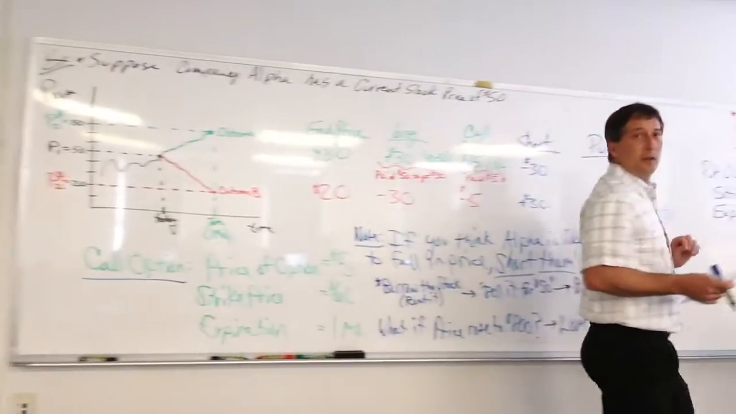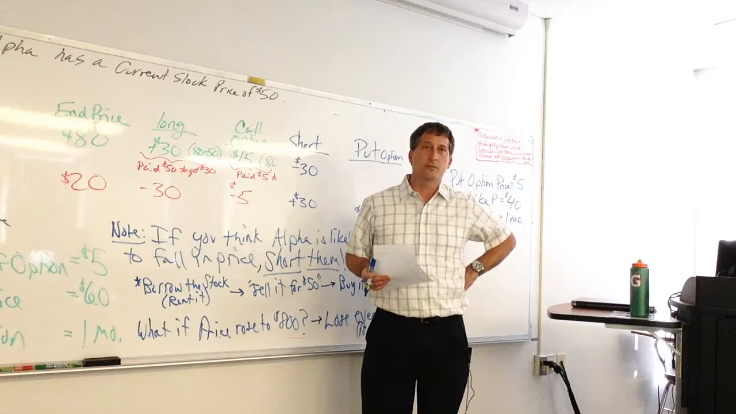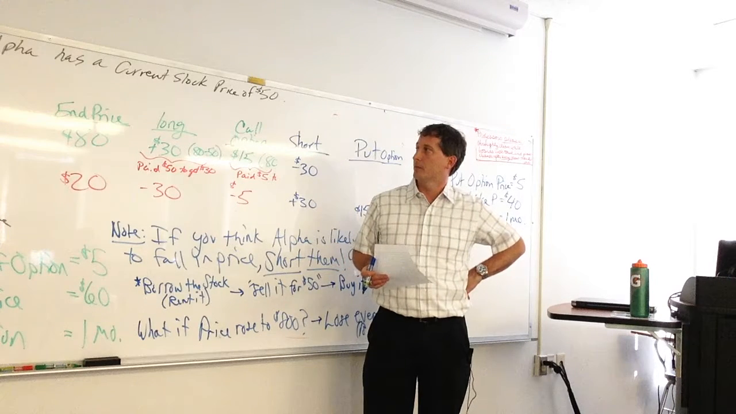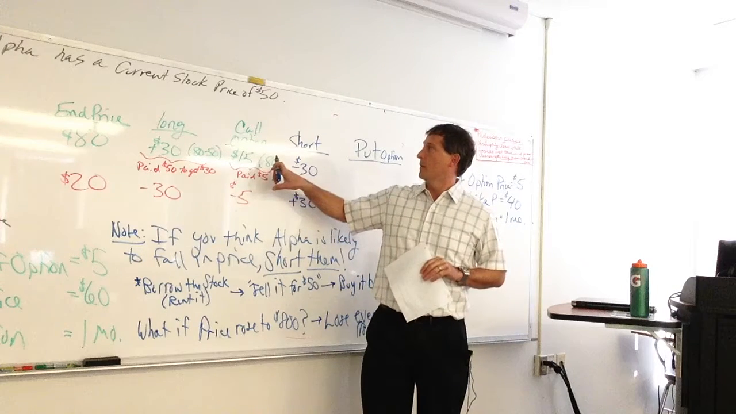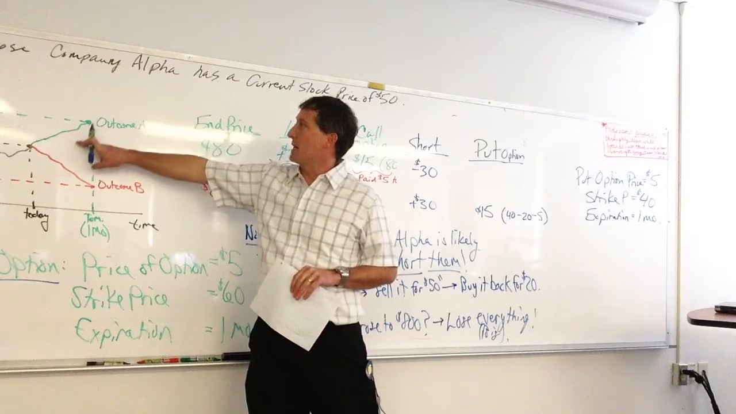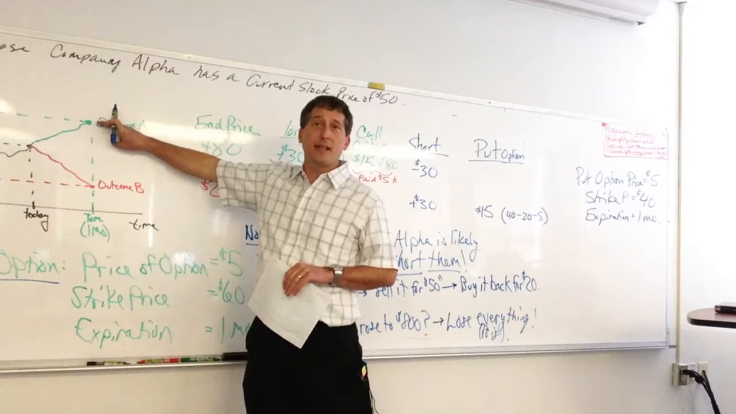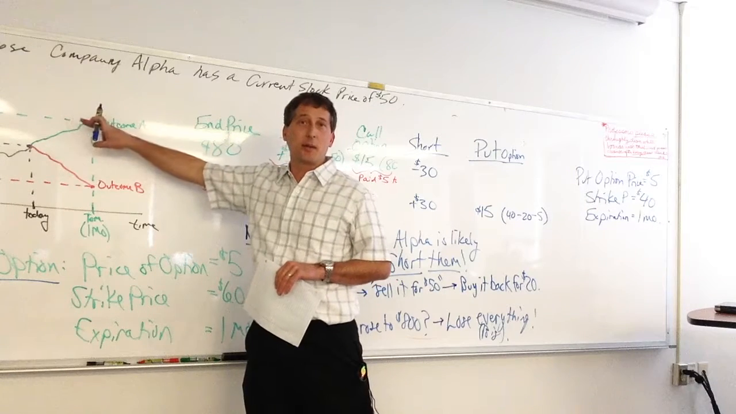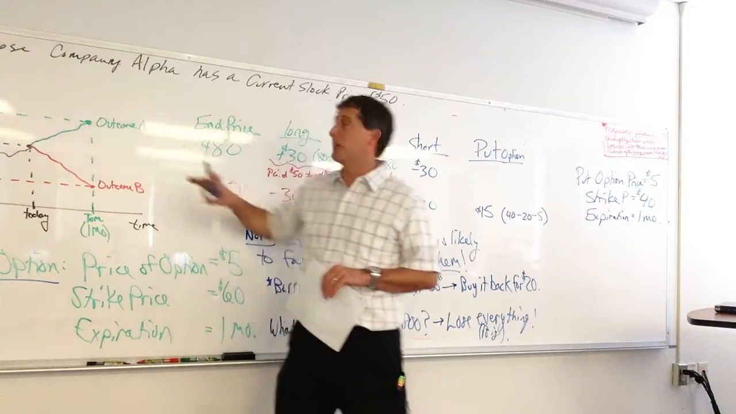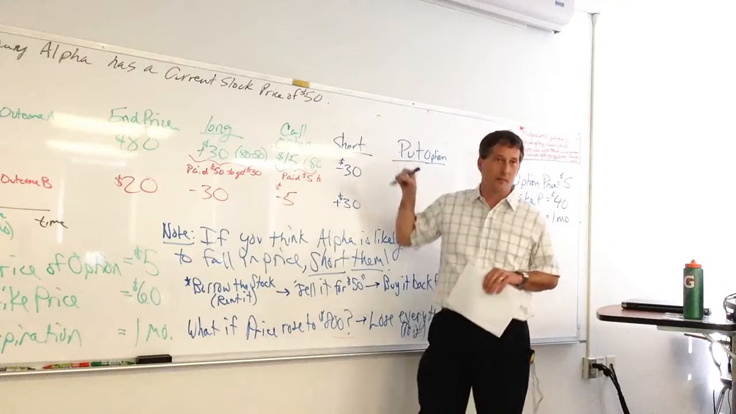So for the call option, when it's outcome A and the price is 80 but the strike price is 60, why wasn't there a loss there? Because at 80, we had the right to buy it at 60. The actual stock price was 80, I bought it at 60, and I made 20 bucks. Yep, that was the part that I kind of erased already. I should have shown 80 minus 60 minus 5.